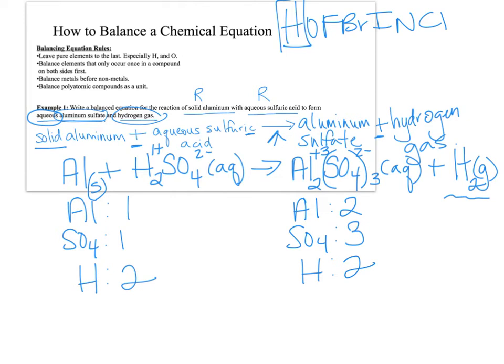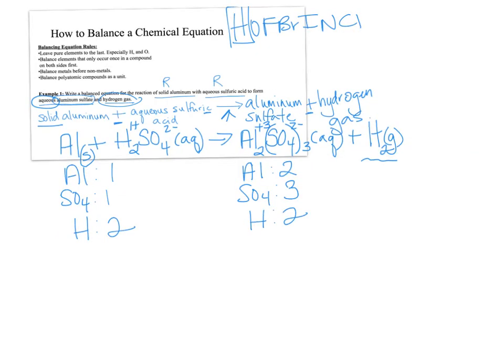So I'm going to need a little bit more room here. So looking at our aluminum, we have 1 aluminum on the left and 2 aluminum on the right. So to fix that, I can only use coefficients. So I'm going to put a 2 in front of the aluminum here, and that changes from having 1 aluminum in the reactants to having 2. And it doesn't affect any of the other compounds. It now looks like my aluminums have been balanced.